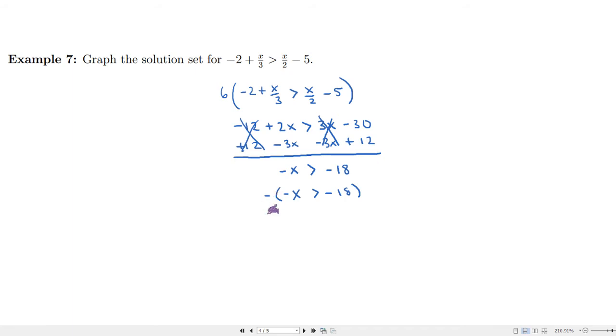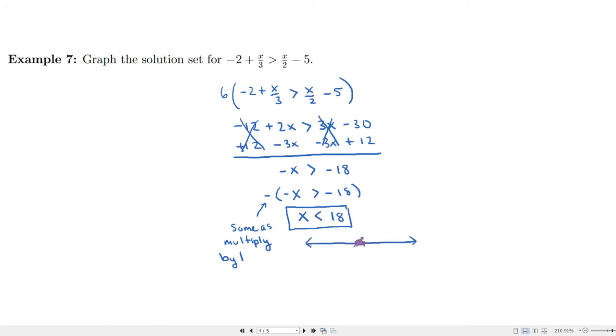So writing this is the same as multiplying by -1, right? So what's that going to do? Well, this is going to become an x, but I'm negating this, so this is going to swap the inequality because you're multiplying by a negative, and then this will become 18. So there's our solution.